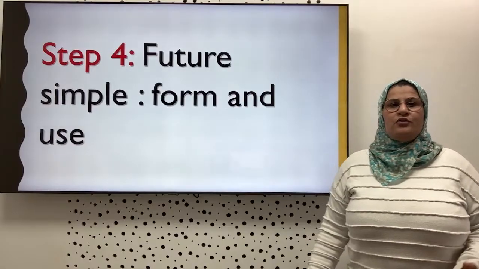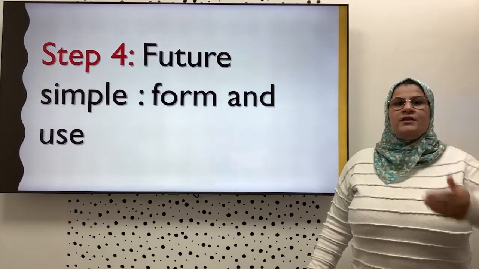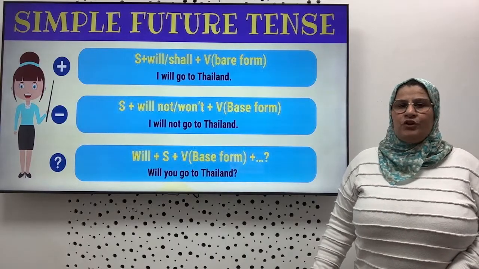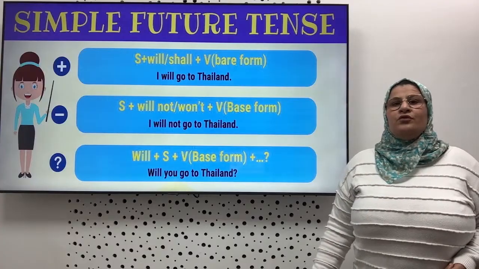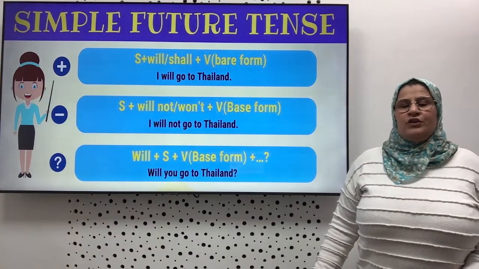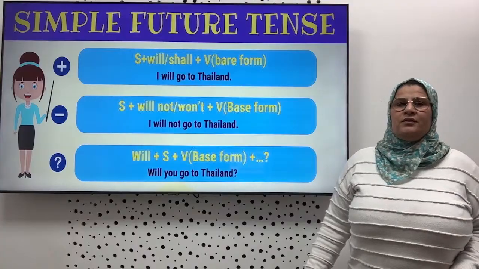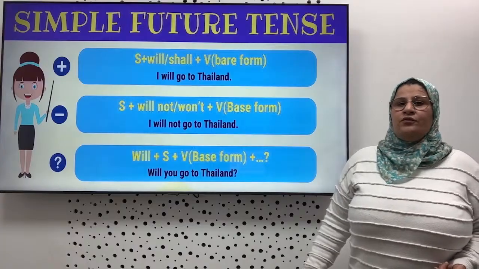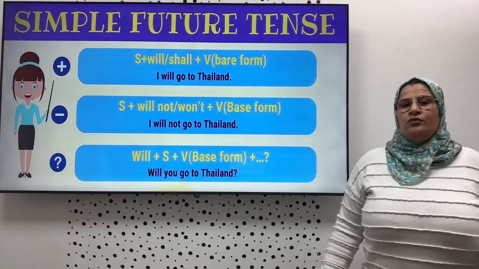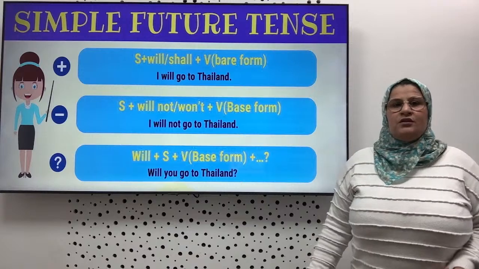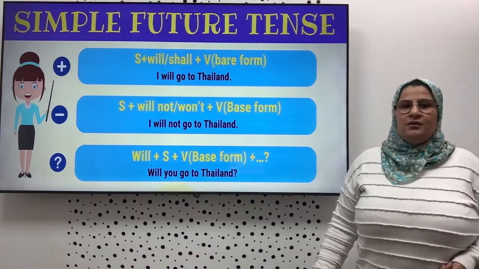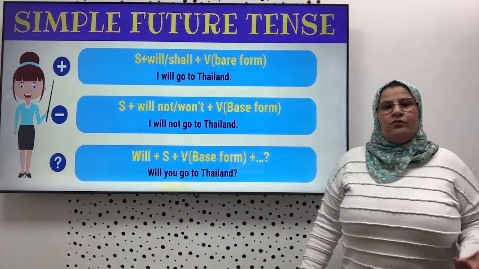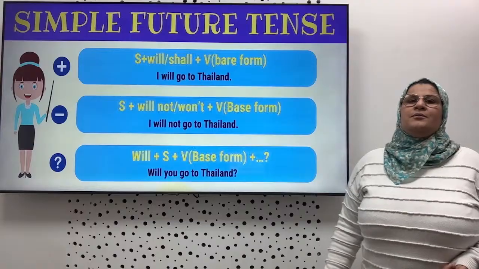Step number 4, future simple, form and use. Now we are going to compare the future perfect to the future simple. The positive form of the future simple is subject plus will or shall plus the verb in the bare infinitive. For example, I will go to Thailand. The negative form is subject plus will not or won't plus the verb in the base form, like I will not go to Thailand. The interrogative form is will plus subject plus verb in the base form. For example, will you go to Thailand?